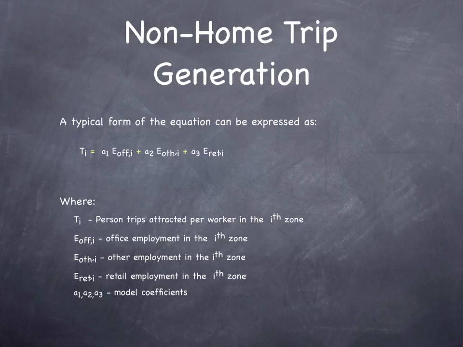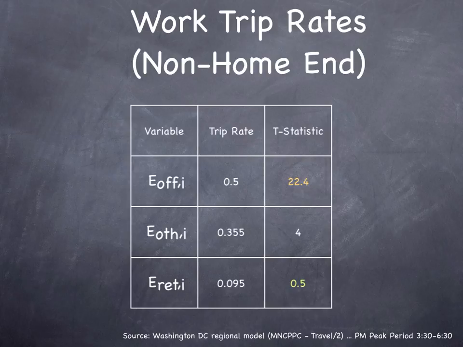The results shown in this table are from a regression model, fitting the model specified on the previous slide. We estimate the number of workers leaving an origin zone in the afternoon peak as a function of office employment, other employment, retail employment. The table shows model coefficients we estimated from our ordinary least squares regression model. Since those estimates come from a model, we can also compute a t-statistic.